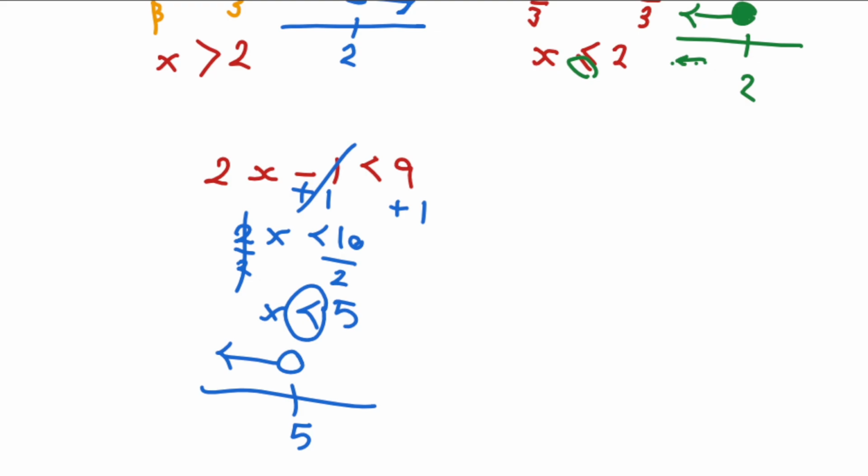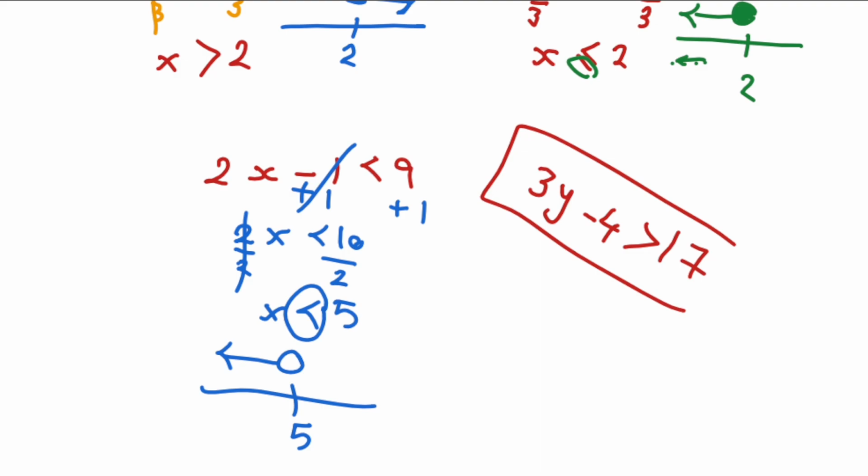Now, if you fully understand this, why don't you please try this question and post your answer in the comments. Try to solve 3y minus 4 is more than 17. Solve this. Now, there are some tricks which we will do in a different video. When this is negative, for example, negative 2x, that's a totally different solution.